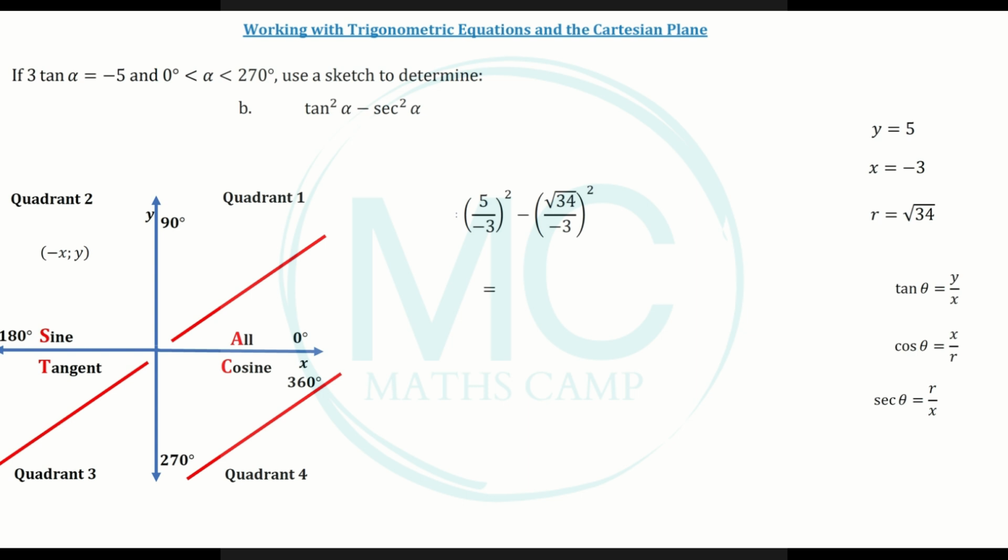And now we can simplify. 5 squared gives us 25 over -3 squared, which is 9, minus root 34 squared. The root and the square cancel, and we're left with 34 over -3 squared, which again is 9. Now we have two fractions with a common denominator. 25 minus 34 gives us -9/9. Now our 9's will cancel, and we're left with -1. This is our final answer.